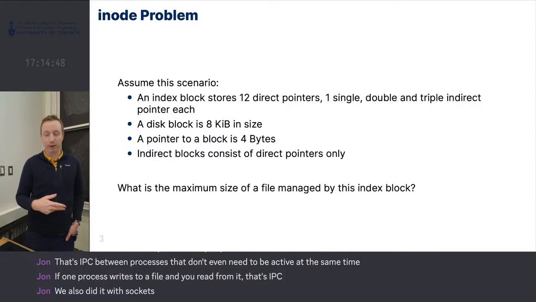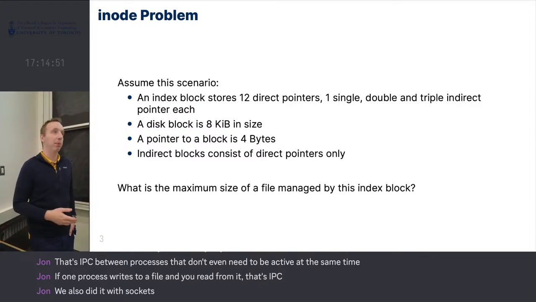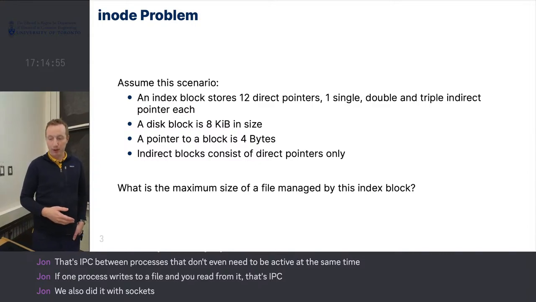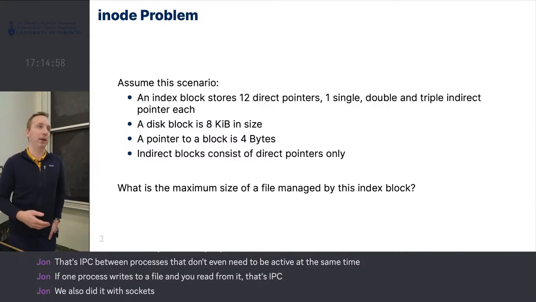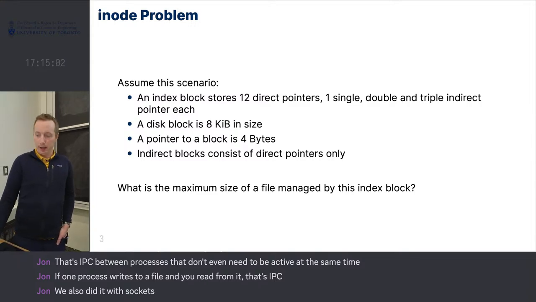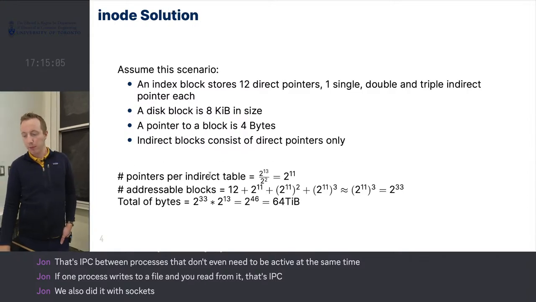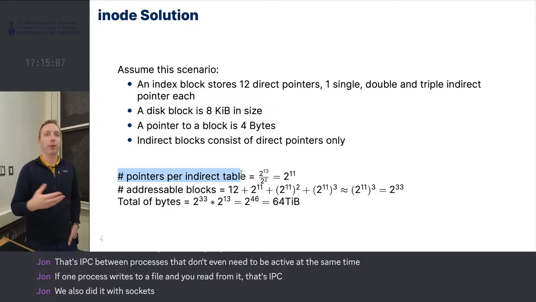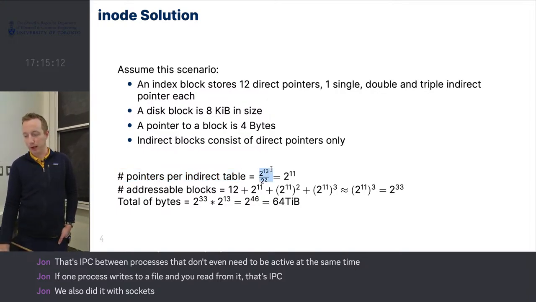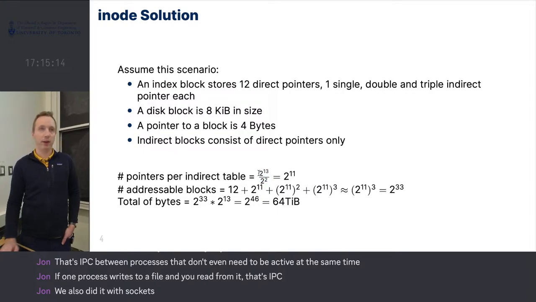If the block size is 8 kilobytes and a pointer is 4 bytes, we should be able to argue about the maximum size of the file that's managed by this inode, or index block. The number of pointers we can fit on a single indirect table, same calculation we use for page tables, is the size of the block, which is 2 to the 13, divided by the size of the pointer, which is 2 to the 2. That gives us 2 to the 11.